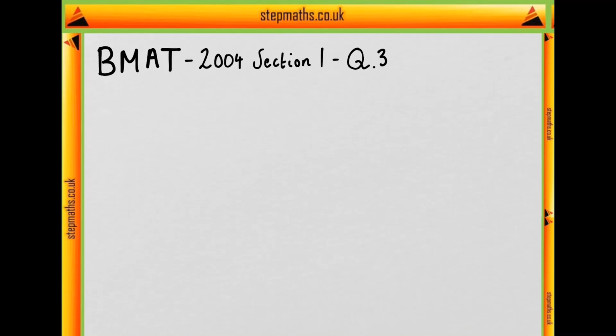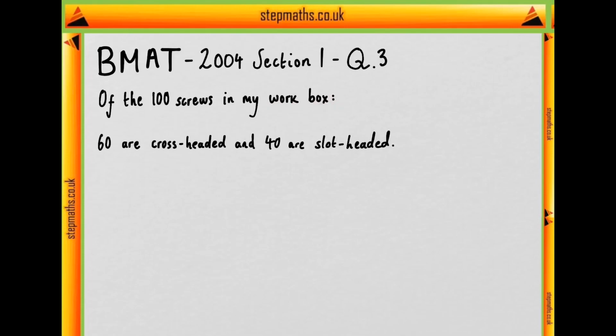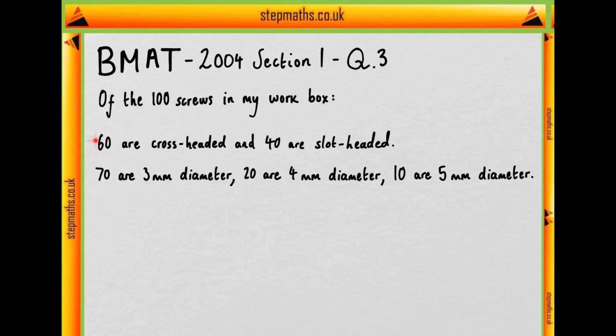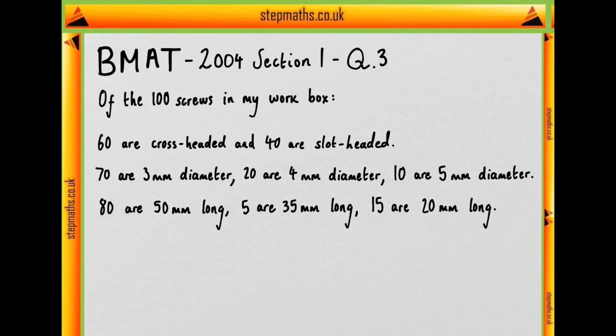Question 3 is a problem-solving question in which we're told, of the 100 screws in my workbox, 60 are cross-headed and 40 are slot-headed, so that adds up to 100. Similarly, 70 are 3mm diameter, 20 are 4mm, 10 are 5mm diameter, 80 are 50mm long, 5 are 35mm long, and 15 are 20mm long.